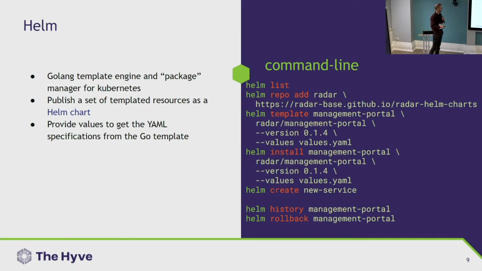So what they did after that is develop Helm, and this is a Golang template engine. It will combine multiple resources into a single package, and then if you provide it with your input values, it will fill those in and run it on the cluster. So it will apply it to the Kubernetes cluster.